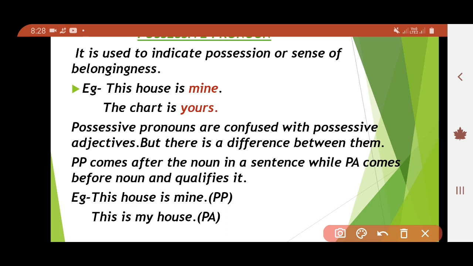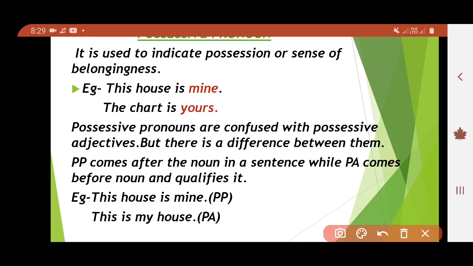So, this is my house. My here is the possessive adjective, and where does it come? Before the noun house. That means whose house is it? This is my house. That means you are the owner. Okay, it is under you. So, this is the common difference between possessive pronoun and possessive adjective: possessive pronoun comes after the noun in a sentence and possessive adjective comes before the noun in a sentence.